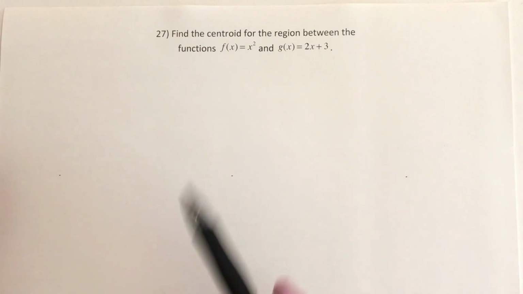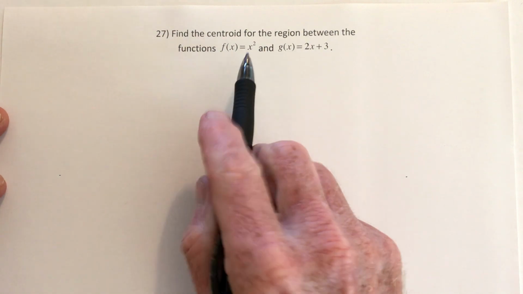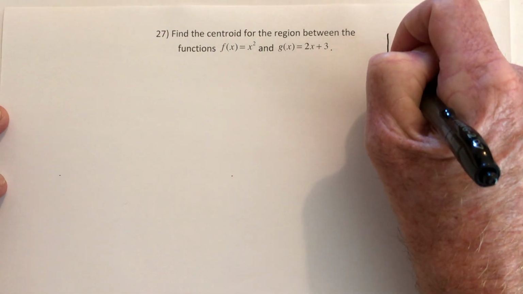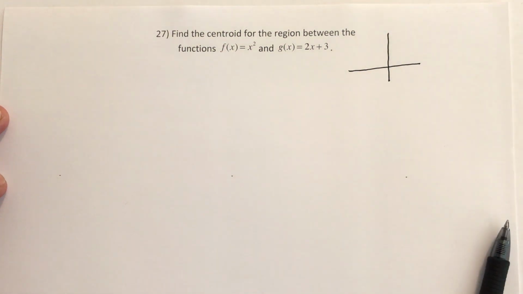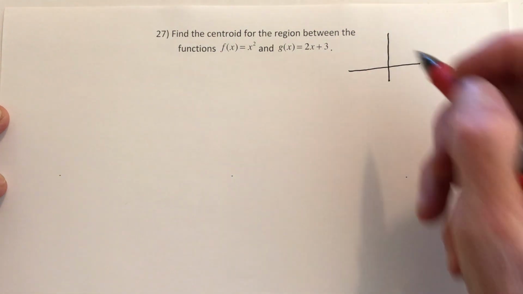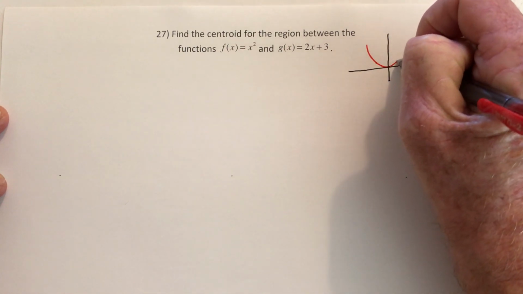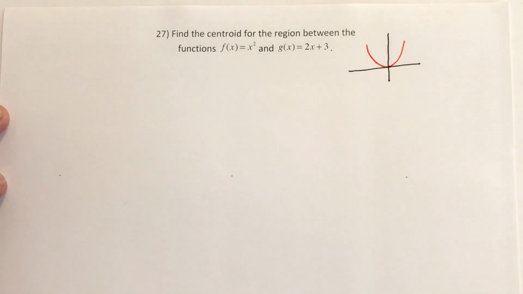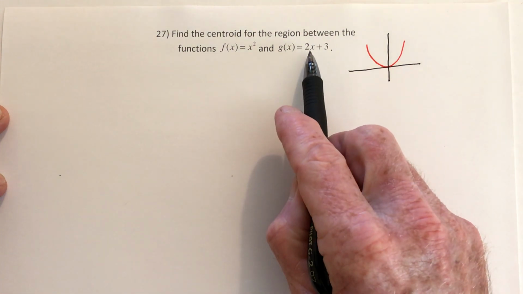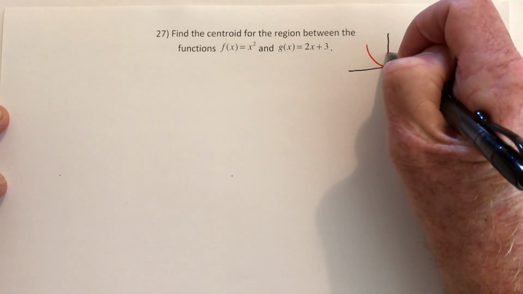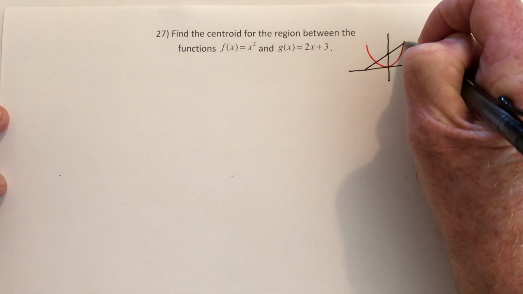And now let's find the center of mass. So we've got a parabola. With this, you don't really need an extremely accurate picture, but you should at least understand which one of the two functions is on top and which one is below. So we've got the parabola like this, and then this is going to be a line with positive slope, and it's going to cross the x-axis at 3. So it's going to look something like this.